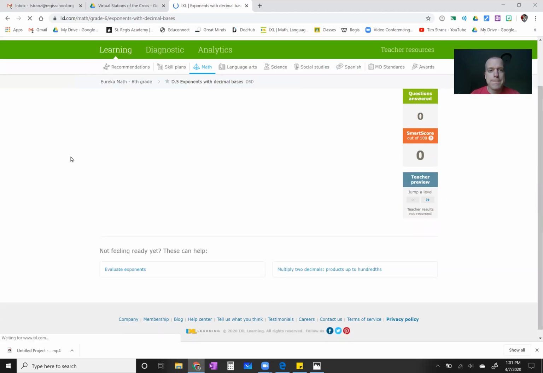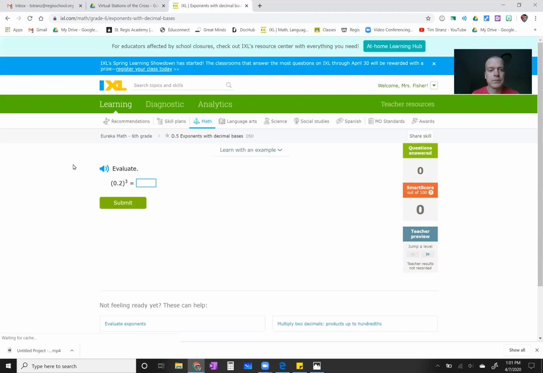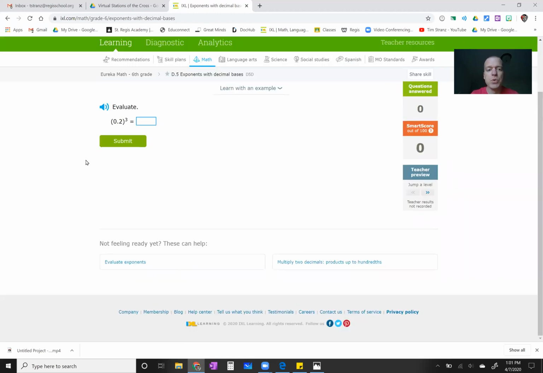Okay, so now we got 0.2 raised up to the third power. Okay, so for this, I'm going to see if I can write with this. Okay, so now what it is saying is we have 0.2.